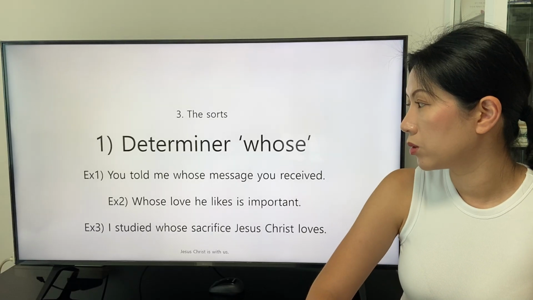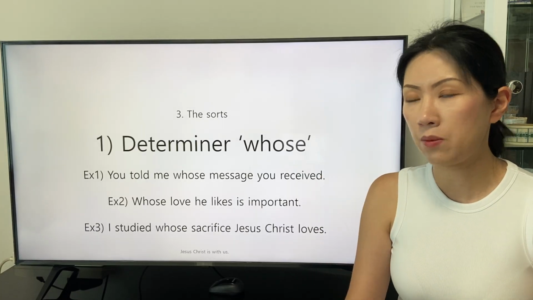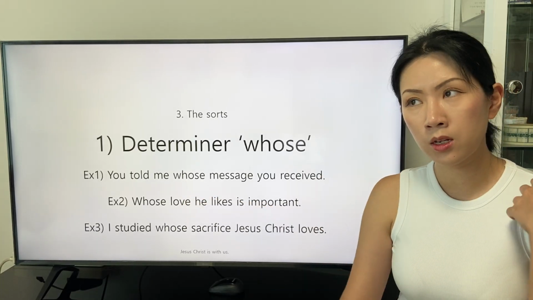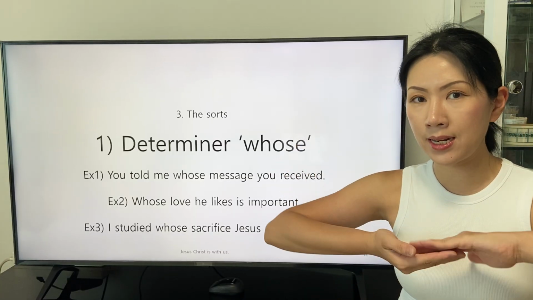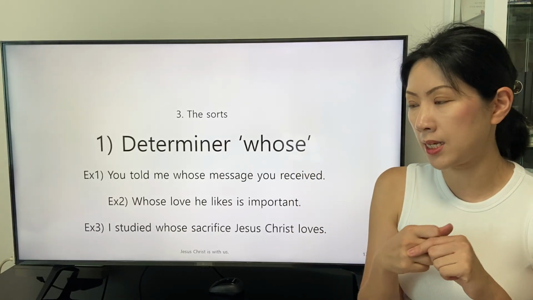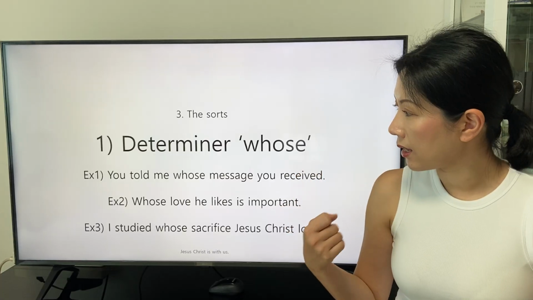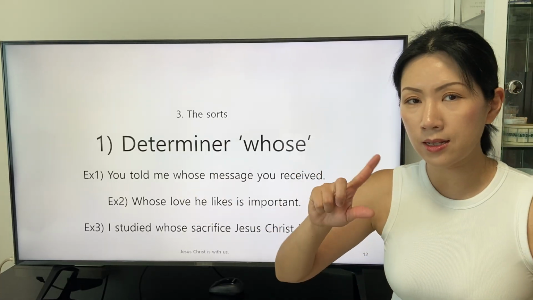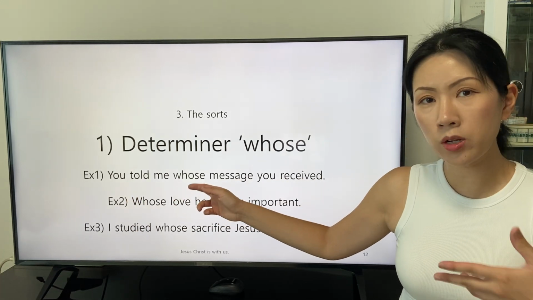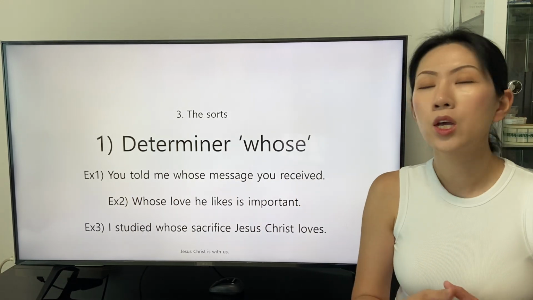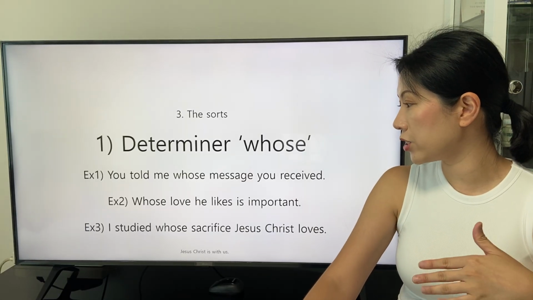And as we've studied about the interrogative determiner whose, we can guess that the two clauses before being integrated into this sentence can be analyzed like this. You told me something. And this clause might become the main clause. And the subordinate clause, whose message you received, might be the interrogative clause, like whose message did you receive?